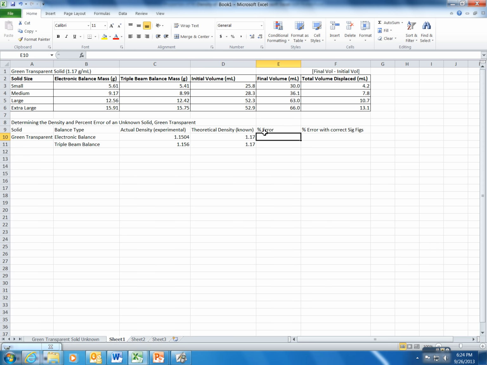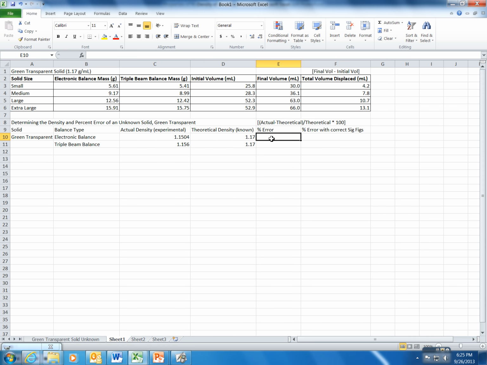So now we need to determine the percent error. Up here, I need to tell a reader how I am determining this, because I'm going to make Excel do math again. My percent error is my actual minus theoretical, divided by theoretical, times 100. Okay, so that's how I'm determining my percent error.